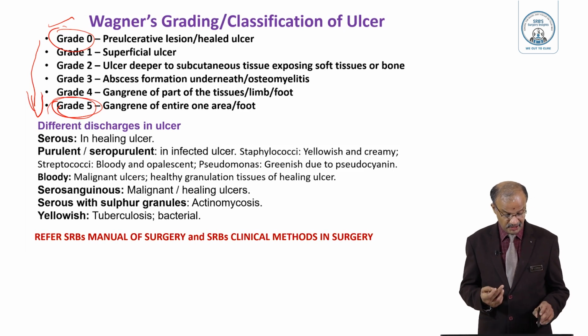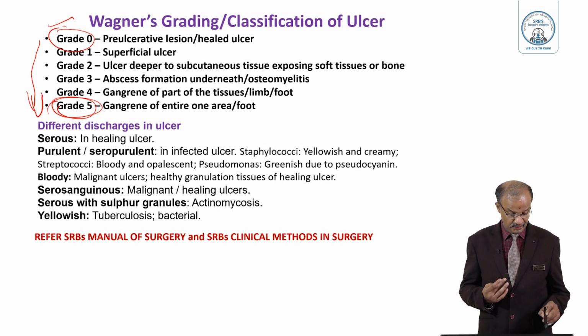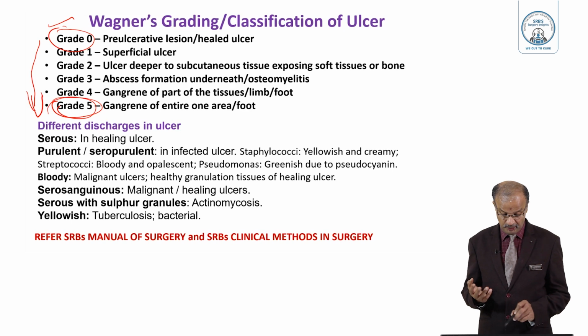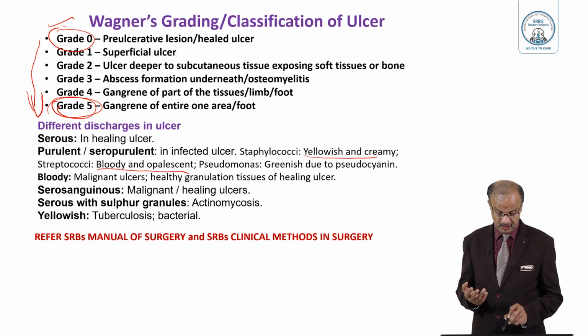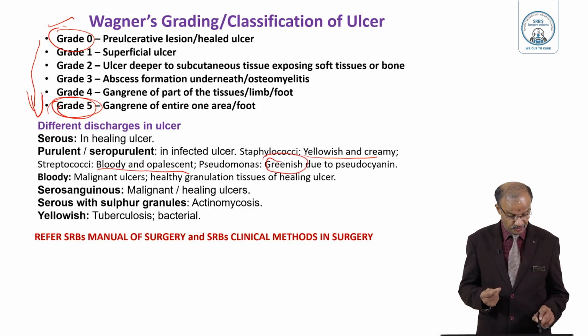Different discharges in ulcer: serous in a healing ulcer, purulent or seropurulent in an infected ulcer. There are different types: Staphylococcus, yellowish and creamy; Streptococcus, bloody and opalescent; Pseudomonas, this is very important, greenish. All these colors may be asked as an MCQ question.